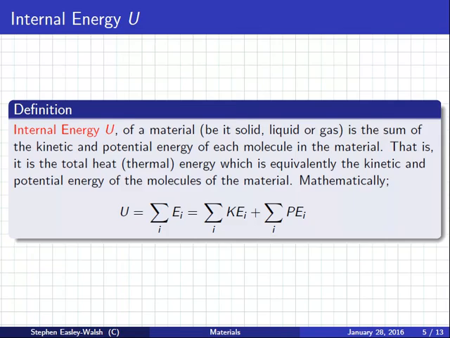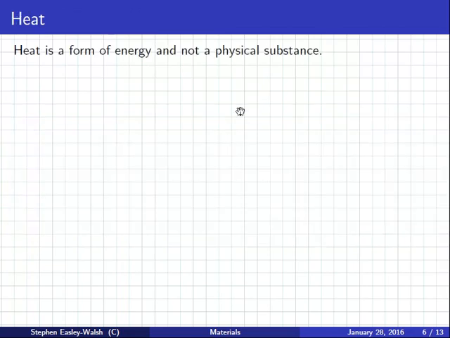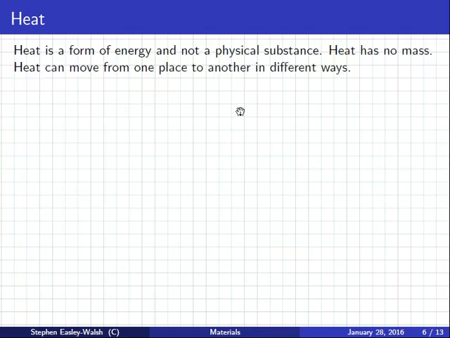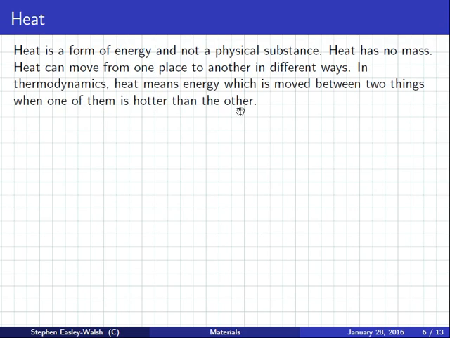Okay. So that's internal energy. It's the total energy of the coffee cup. Right. So heat is a type of energy. But heat has no mass. Heat can move from one place to another. In thermodynamics, heat means energy which is moved between two things when one of them is hotter than the other.